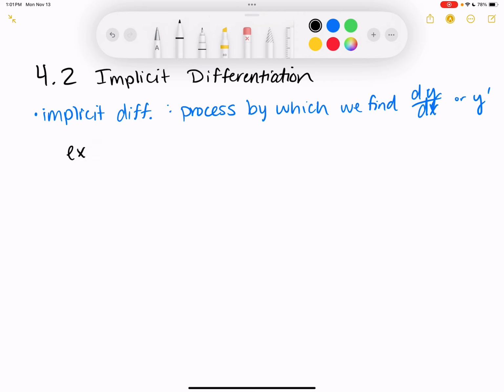If I give you y squared is equal to x and I tell you to differentiate that, this would be 2y, y prime, is equal to 1. I get the 2y part. AKA, y prime is equal to 1 over 2y. I see. I do.